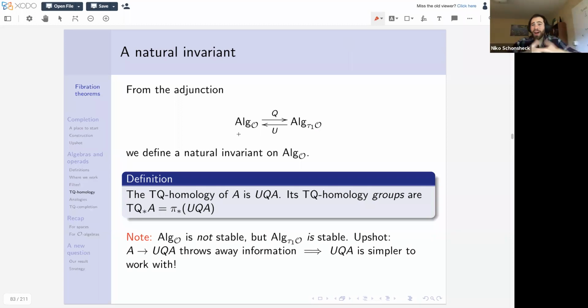What has this bought us? Well, AlgO as a category is not great. It's not stable. It's not left proper. It's not tremendously fun to work in. But Alg over tau 1 of O is actually isomorphic to a module category, and so it is stable, and it does have a lot of really nice properties. So what we've done here is we've taken an O algebra, which is pretty complicated, and canonically factored it through a stable category and come back. So we've certainly thrown away some information, but it also has become easier to work with.